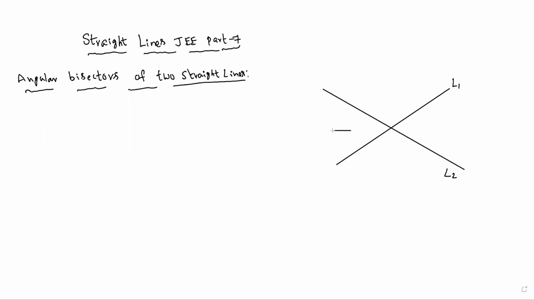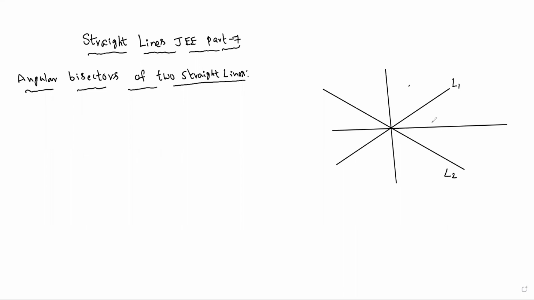Now, what is the meaning of acute angle bisector? This one is the acute angle bisector. And one more is possible, that is the obtuse angle bisector. Now, these two are the angular bisectors we have taken. Here, what is the actual definition of angular bisector?